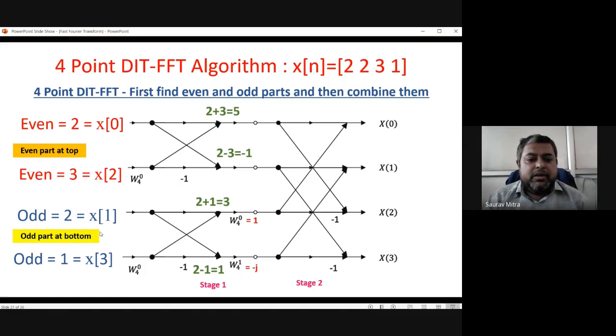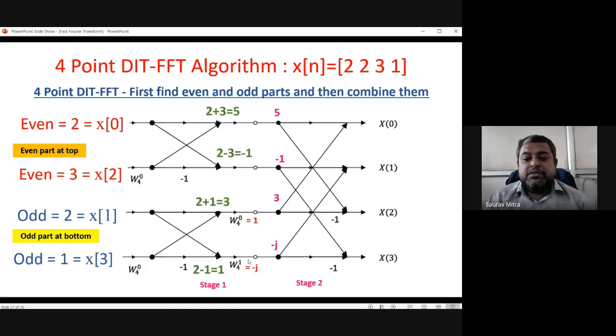And again here at the bottom part, so this is 2 plus 1, 3, and bottom part 2 minus 1, that is equal to 1. And after that, all this stage 1 output are getting multiplied with the twiddle factor below. So at the top there is no twiddle factor, so this 5 is ready for the next stage, minus 1 is minus 1. This 3 comes here, and this 1 actually gets multiplied with the twiddle factor of minus j. So this 1 into minus j becomes minus j.